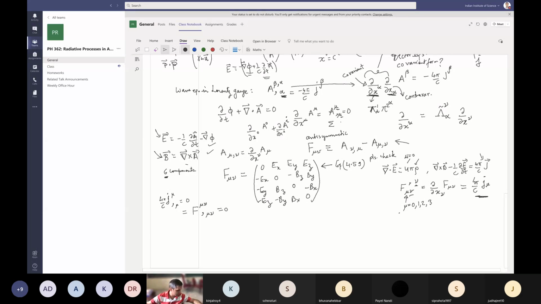So let's see, what else do we need? What about the other equations? Del dot B. These are the homogeneous equations, and del cross E, which don't have a source term on the right hand side. What about these equations? Can we write this in a covariant form?